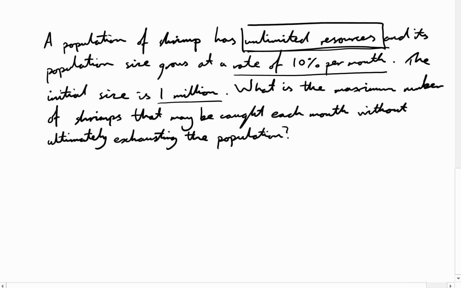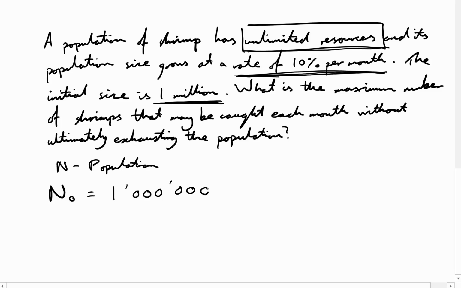Then we've got that the population size grows at a rate of 10% per month. So whatever the population is, it grows at a rate of 10% per month, and its initial size is 1 million. We're going to call the population N, so N is the population, as usual. N naught is going to be 1 million. Its rate is 10% of the population per month.